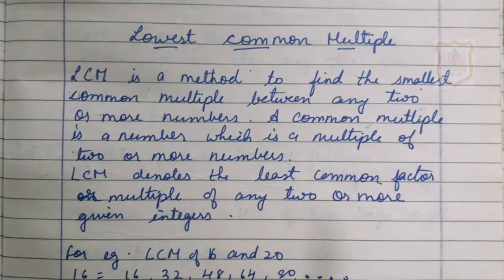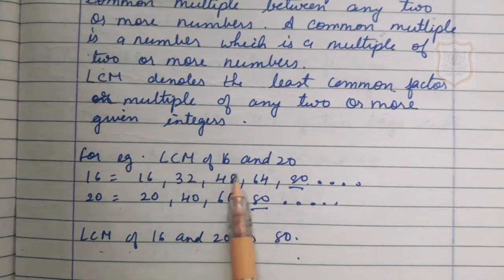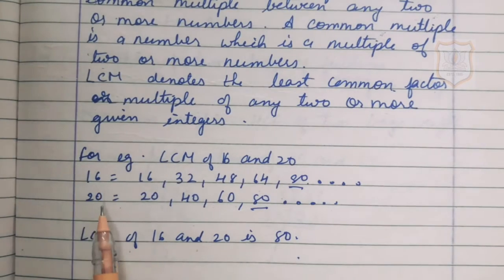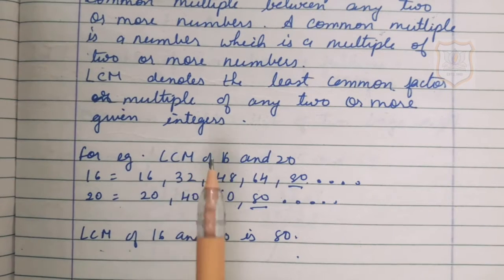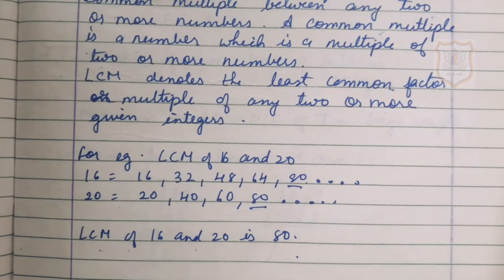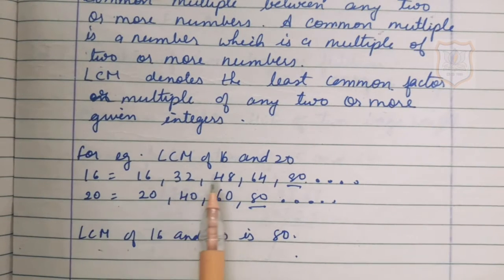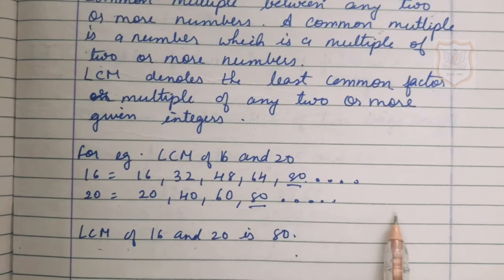Students, with an example, I will explain to you what is lowest common multiple. Here, if we have to find out the LCM of 16 and 20, we have to first write down the multiples of 16 and 20. If you have to find the LCM of two numbers, you first have to find the multiples of the numbers. Like the multiples of 16 are 16, 32, 48, 64, 80 and so on, and the multiples of 20 are 20, 40, 60, 80 and so on.